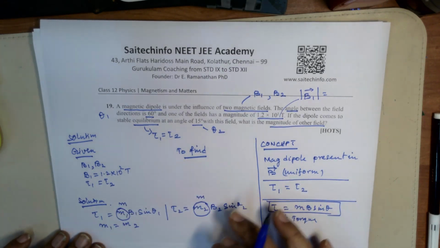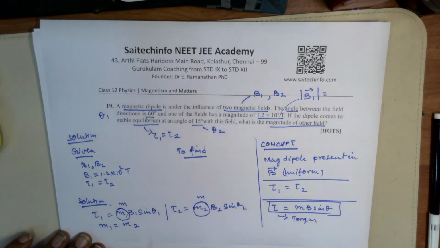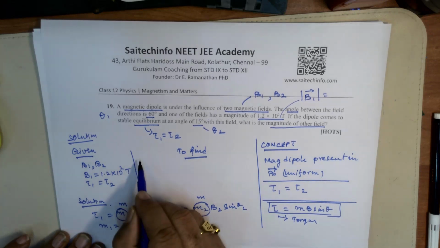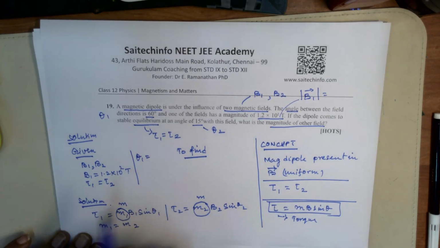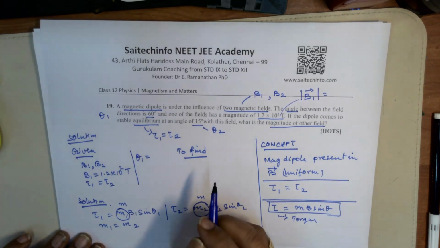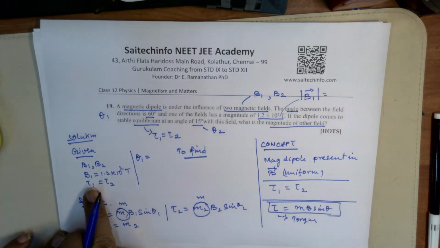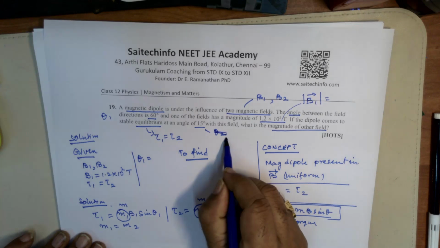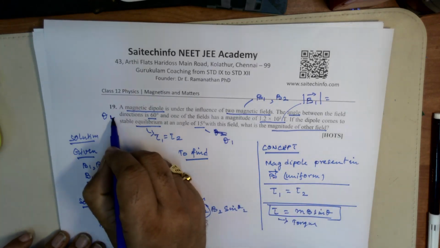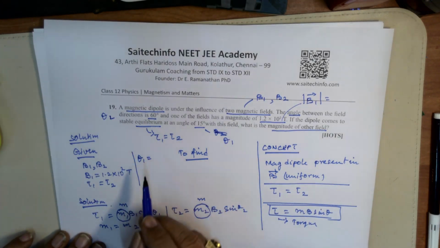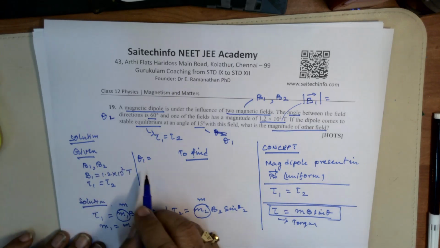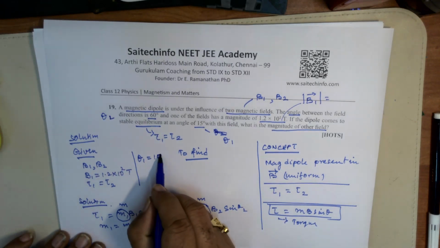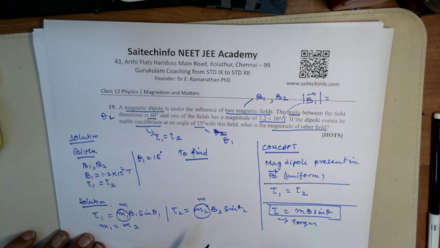So these are the steps we have to follow. And what are the other parameters given here? Theta 1 is given. Let us note down theta 1. And this theta 1 is how much? That is 15 degree. So you have to state this as theta 1. Let us consider this as theta 2. So at this angle, tau 1 is equal to tau 2. It means theta 1 is equal to 15 degree.